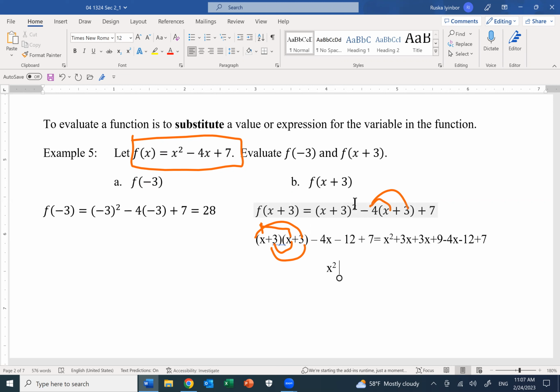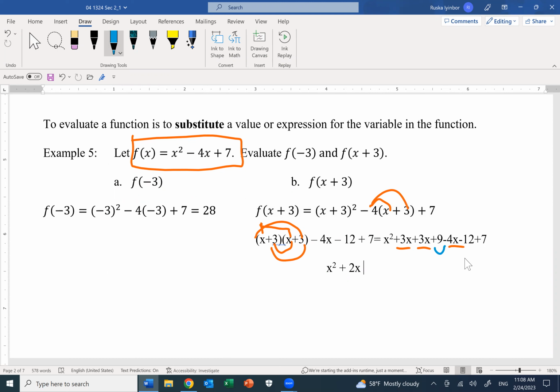And then combining the numbers. So what are the numbers? Let me just kind of highlight so you can see what I'm doing. x and x and x. Combine them, that gives me 2x. And then doing the numbers, I have 9 plus 7 is what? 16. And minus 12, sorry, minus 12. So do the numbers. 16 minus 12 is 4, right? So it's going to be plus 4. Just use your calculator if you're not sure. Okay, so that's my final answer.